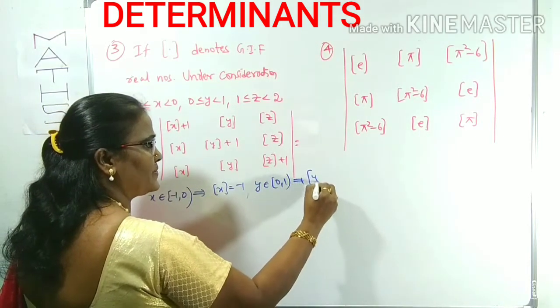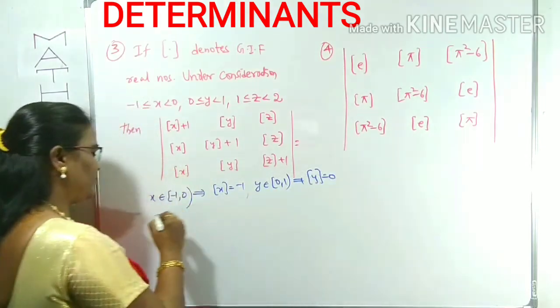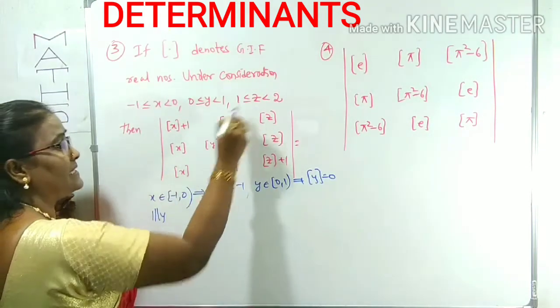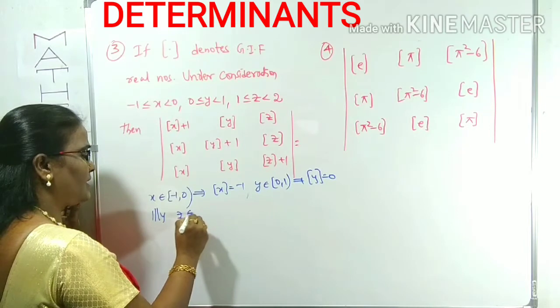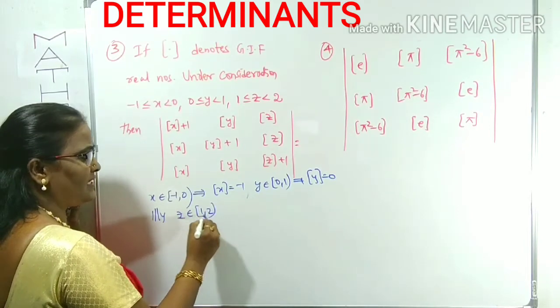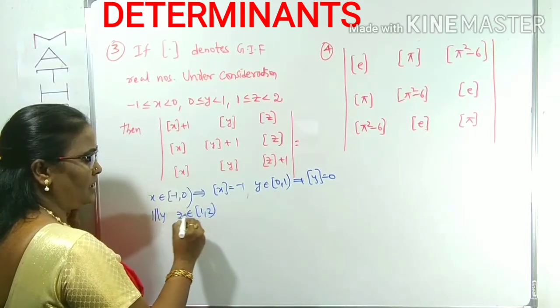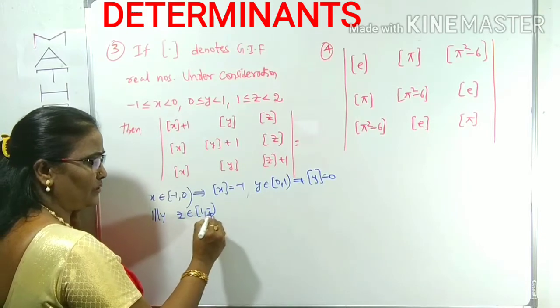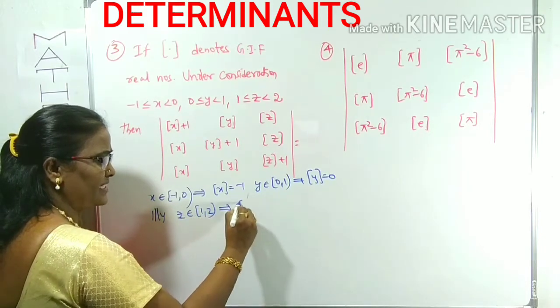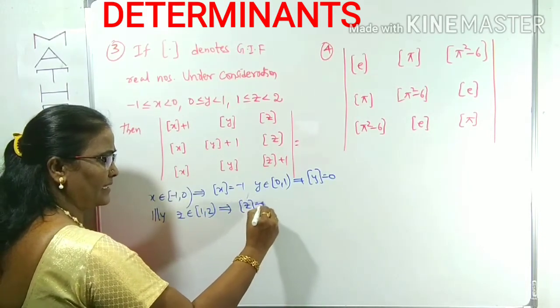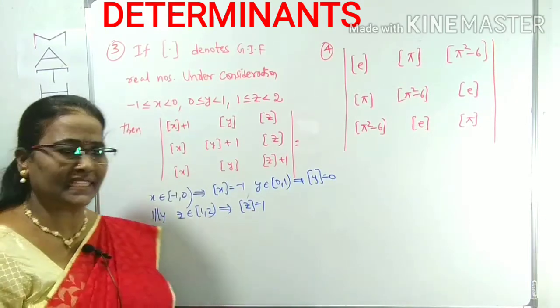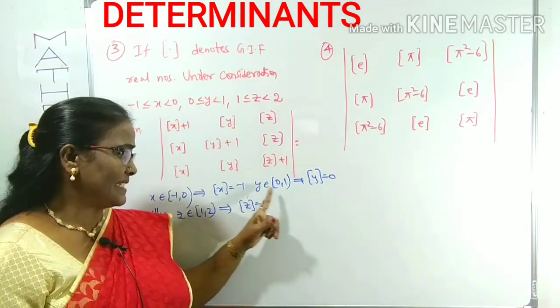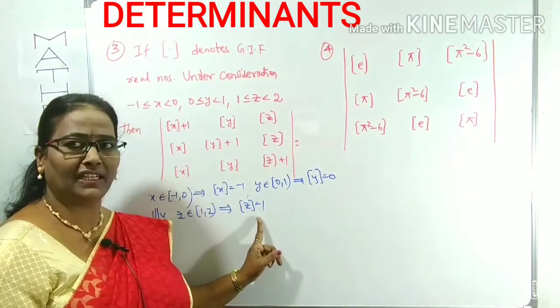Indirectly, the step y value is 0, right? Similarly, what is z? Z is given as belonging to the closed interval 1 to 2, which is at least 1. Therefore, the step z value is 1, we can take. Indirectly, given the step x value is -1, the step y value is 0, and the step z value is 1.